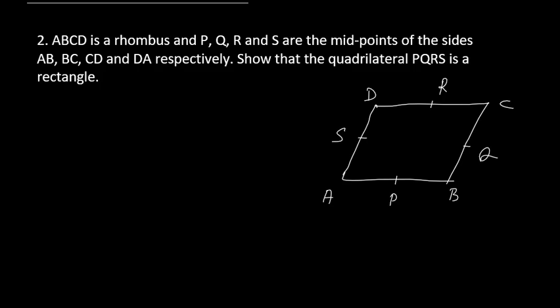Now when I join this PQRS, we join like this. Okay, we have to prove that this quadrilateral PQRS is a rectangle. Now for a rectangle, the property is that its diagonals should be equal, or we will prove that each angle is 90 degrees. So in case of a parallelogram, if the diagonals are equal, then it will become a rectangle, right?